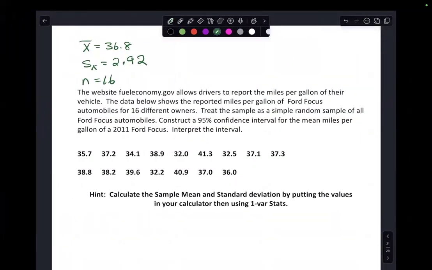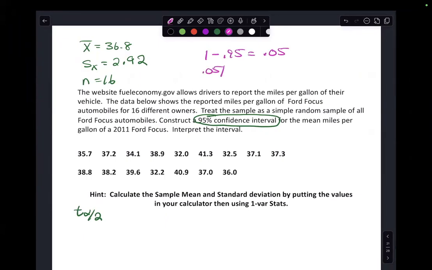I'm not going to write it down, but we have a simple random sample. It says that there. And 16 is clearly less than 5% of the entire population, so we're good there. I checked those things. Let's get our t value. So my t sub alpha divided by 2, my confidence level is 95%. So 1 minus 0.95 is 0.05. 0.05 divided by 2 is 0.025. This is what I'm looking for on my t-table.